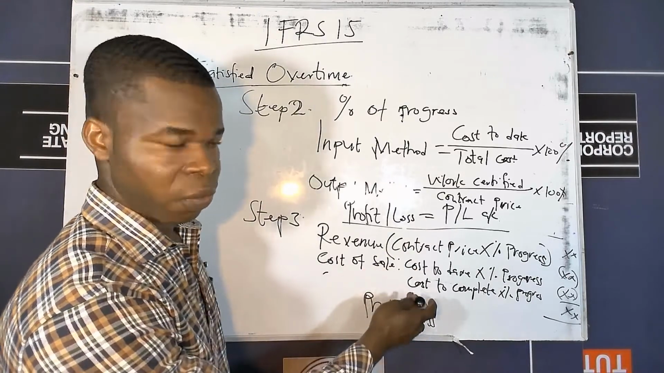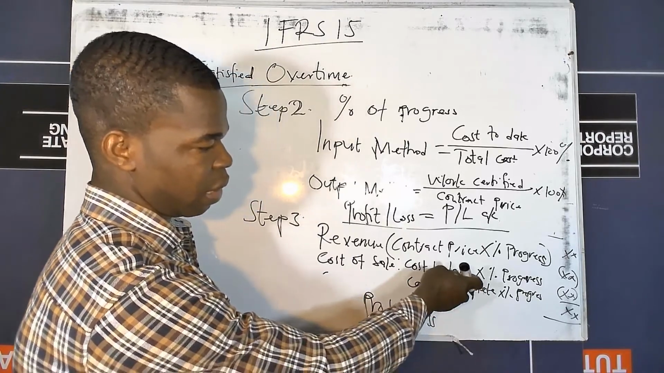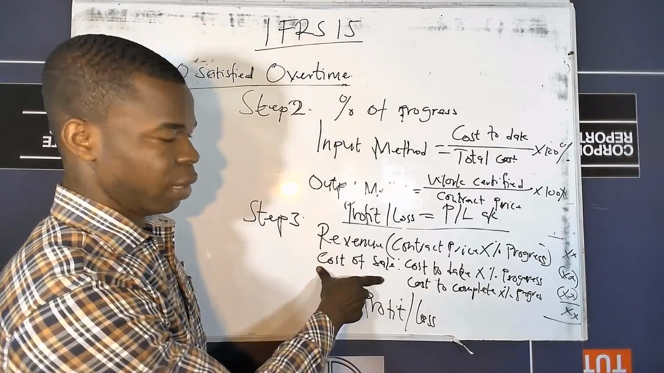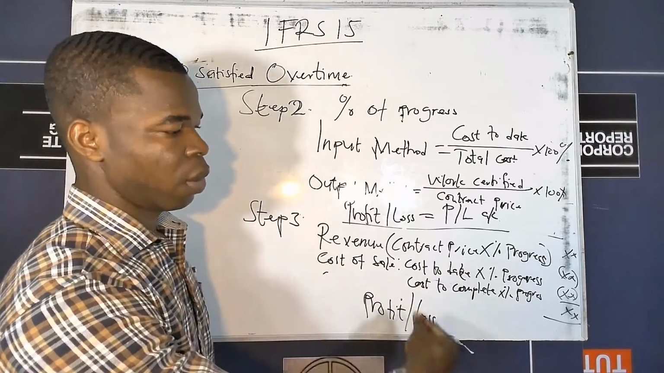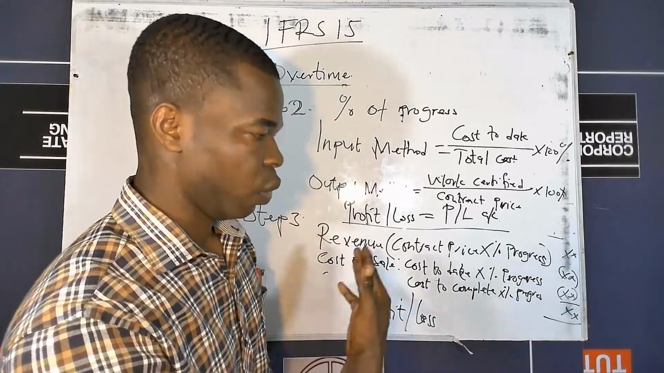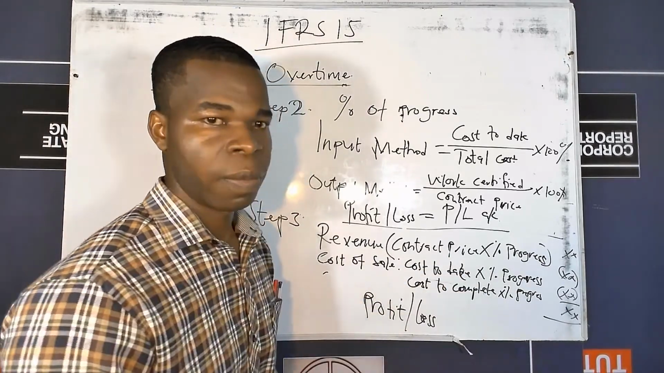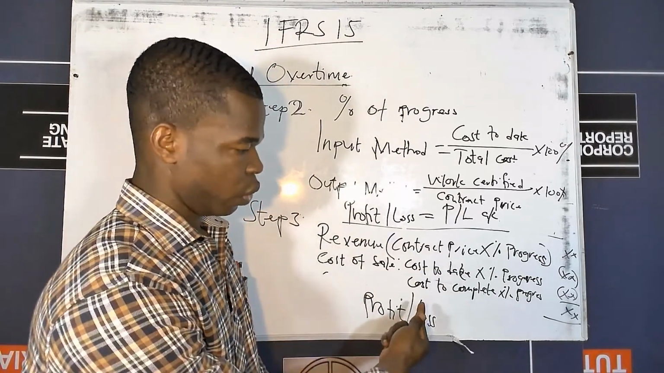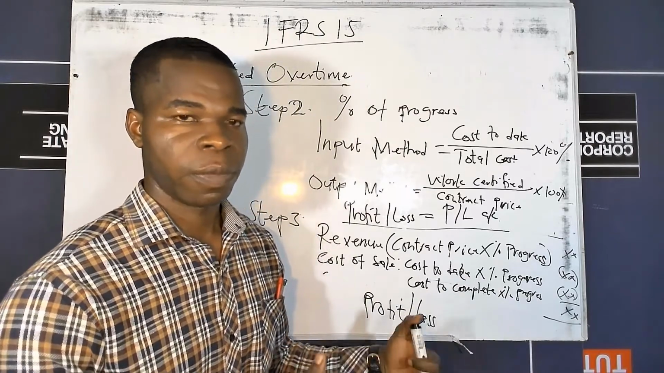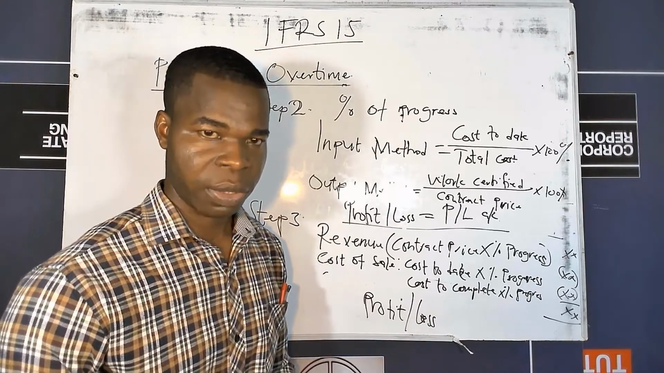Now, there is something you can also do here. Now that you are seeing your cost to date and your cost to complete, and the two of them give us our total cost, you can basically say that your cost of sale is your total cost multiplied by your percentage of progress. In the same vein, if you are given your cost to date and your total cost, you can ascertain your cost to complete by just finding the difference between the cost to date and the total cost.